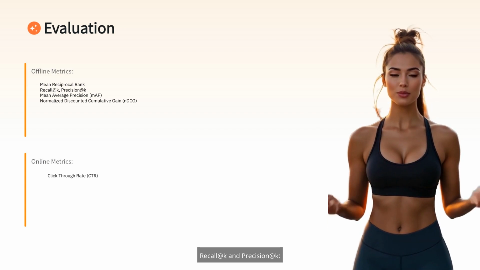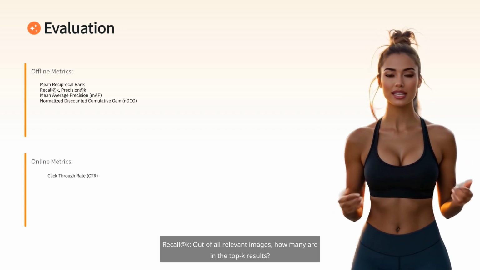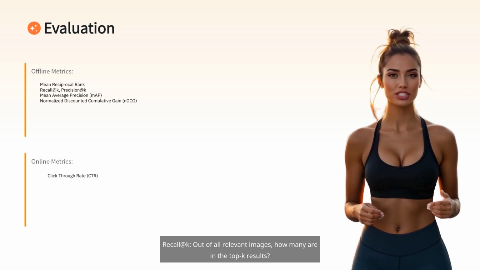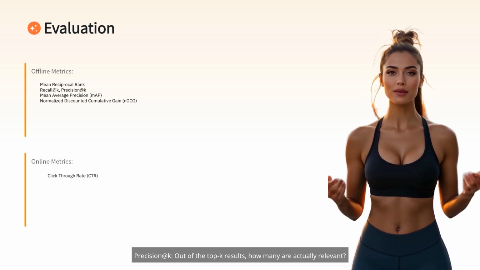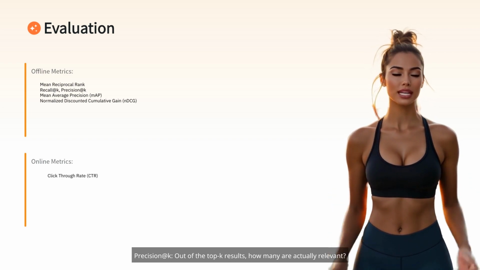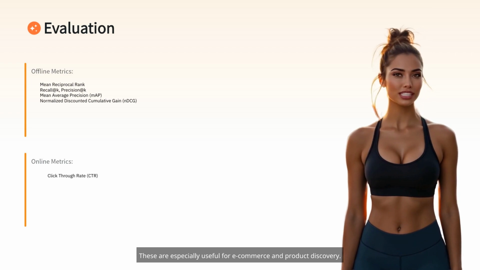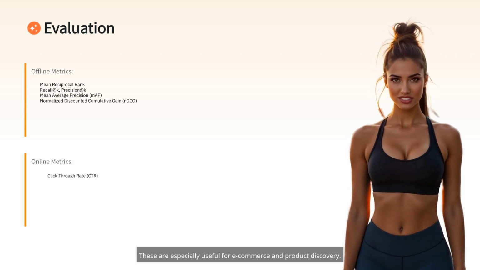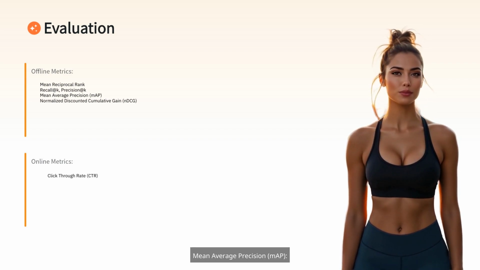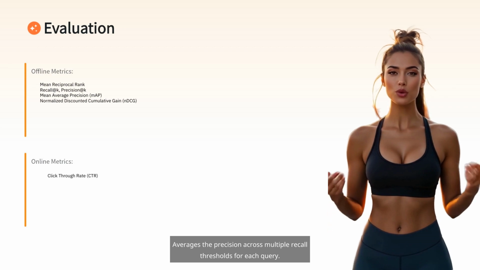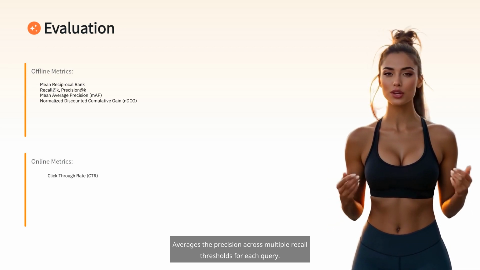Recall at K and precision at K. Recall at K, out of all relevant images, how many are in the top K results? Precision at K, out of the top K results, how many are actually relevant? These are especially useful for e-commerce and product discovery. Mean average precision, MAP, averages the precision across multiple recall thresholds for each query.